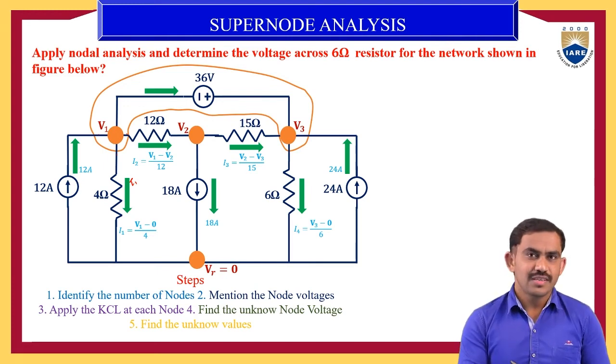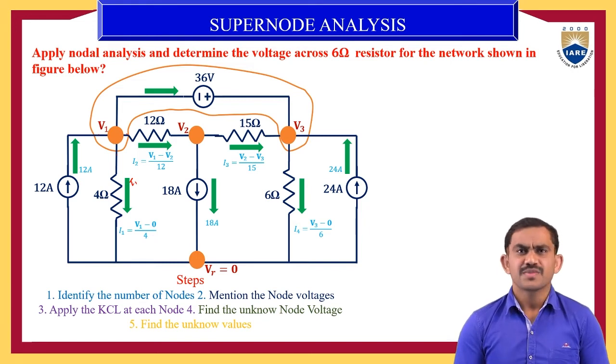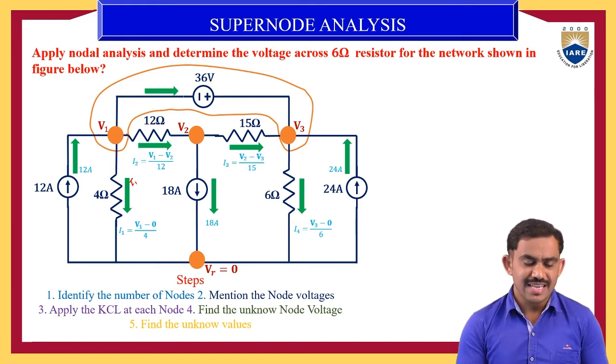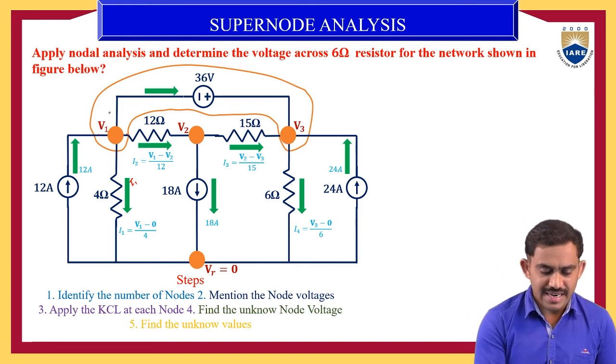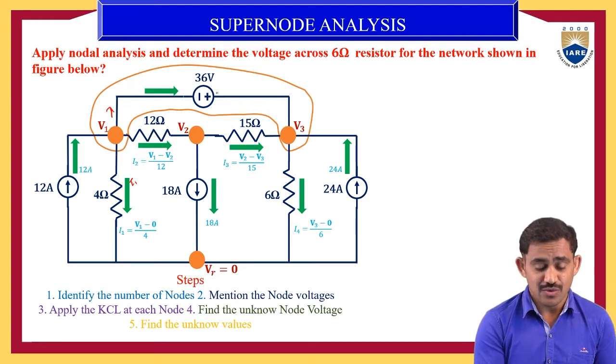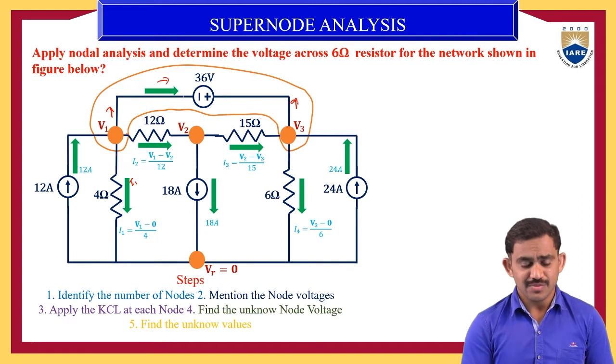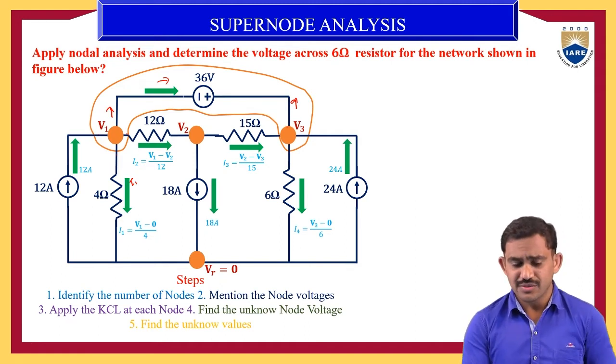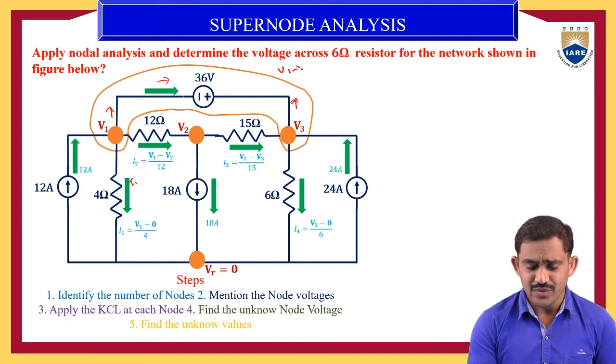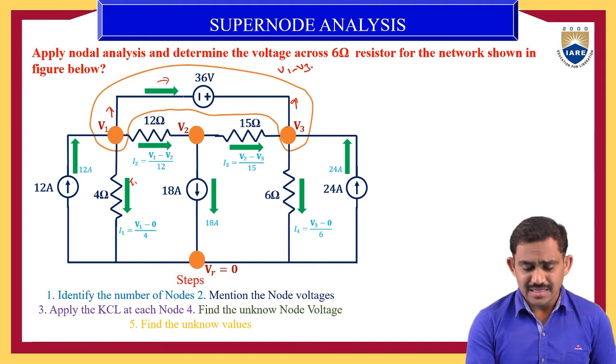For this ideal voltage source, can you write the equation? Yes, we can. V1's direction is upwards and the 36 volts is also in the same direction, and V3 is in the upward direction. That means the direction is V1 to V3. Then we can write V1 minus V3 plus 36 equals 0.